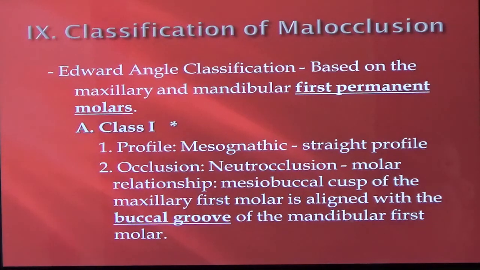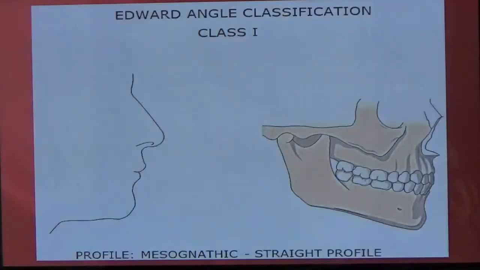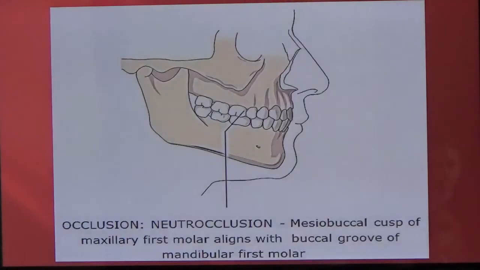The mesiobuccal cusp of the maxillary first molar is aligned with the buccal groove of the mandibular first molar. Okay, so here you go. Mesiobuccal cusp of the first molar is aligned with the buccal groove of the mandibular first molar. And again, if you go from here to here to here, it's a fairly straight profile. Okay, so that would be mesognathic, class 1. Okay, neutral occlusion, mesiobuccal cusp of the maxillary first molar, aligning.